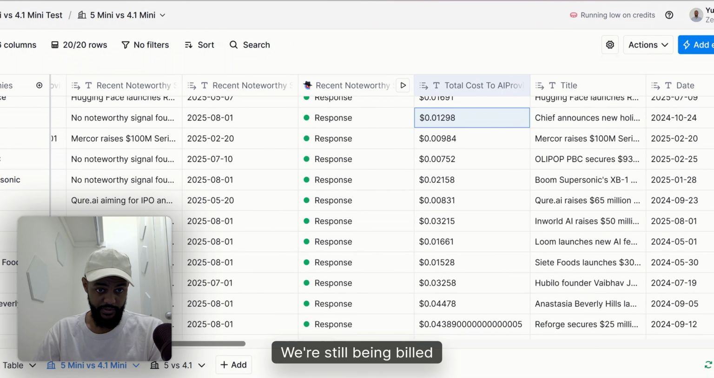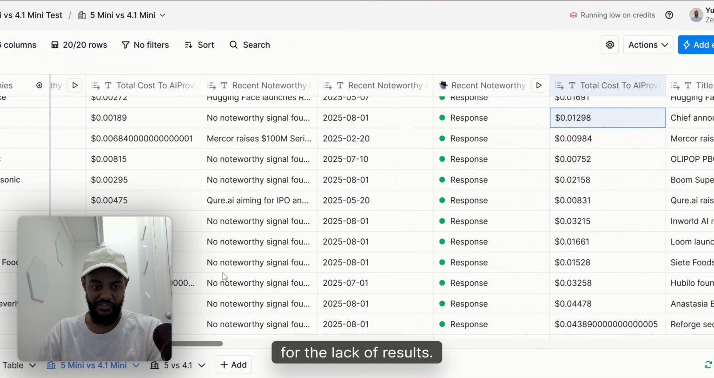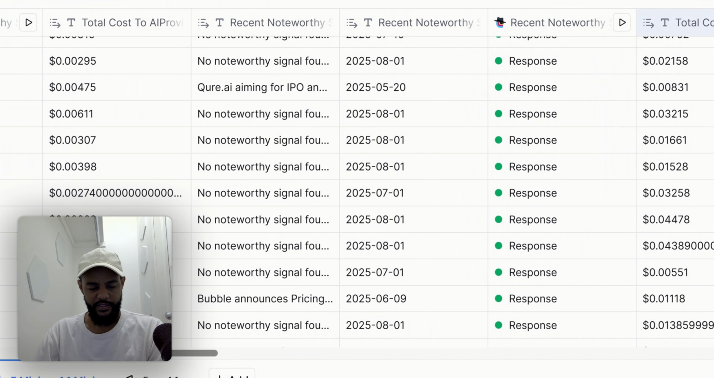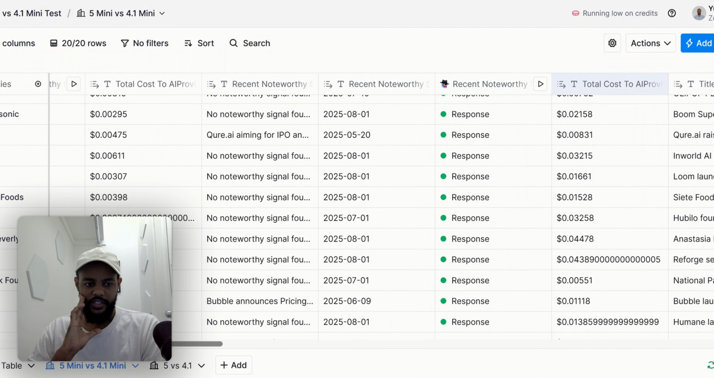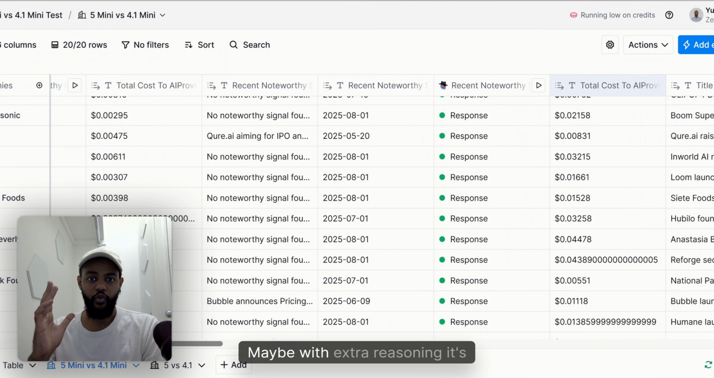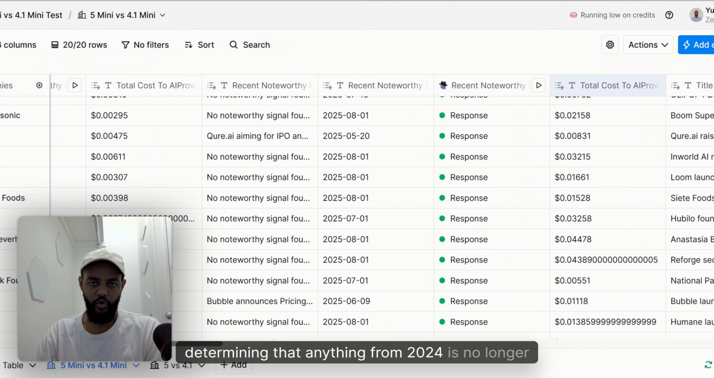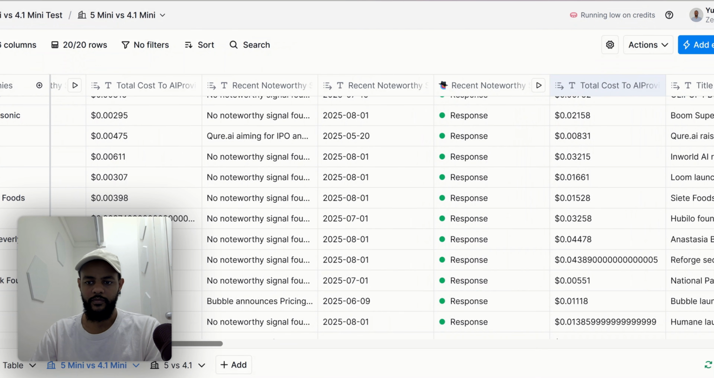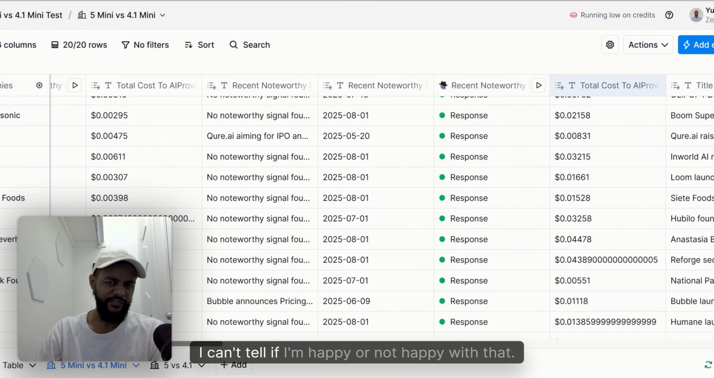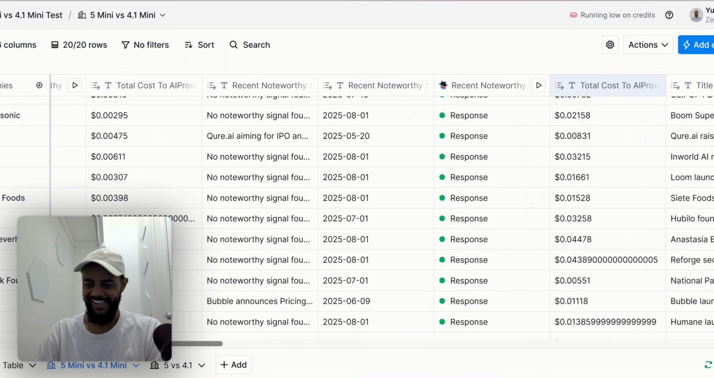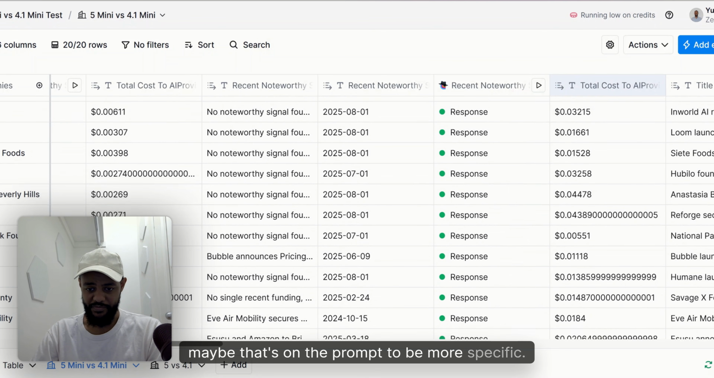We're still being billed for the lack of results, and it's interesting to me why that happens. I don't have a good answer for why GPT-5 Mini. Maybe with extra reasoning, it's determining that anything from 2024 is no longer recent. I can't tell if I'm happy or not happy with that. Maybe that's on the prompt to be more specific.